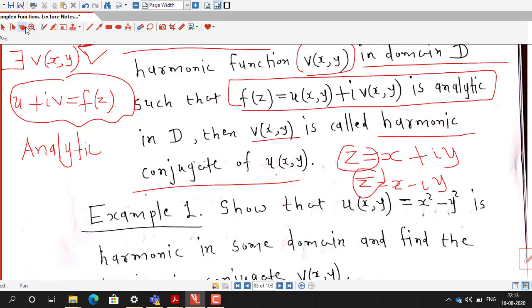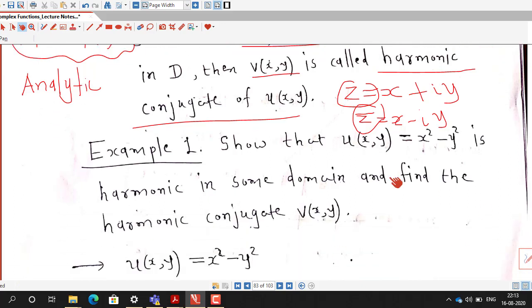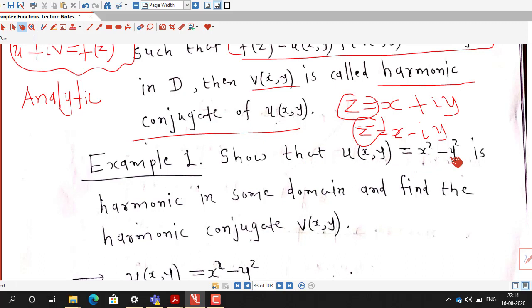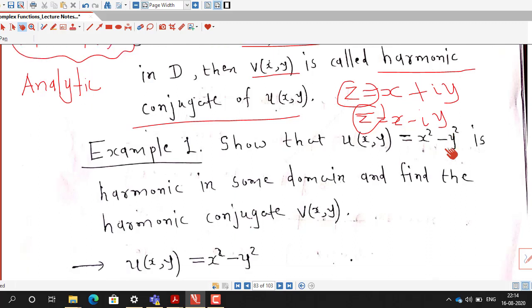So we take one example of how to find the harmonic conjugate of a given function in a given domain. Show that u(x,y) equal to x squared minus y squared is harmonic in some domain, and find the harmonic conjugate v(x,y). But first you have to show that this function is harmonic. To show that u is harmonic, we have to show that u satisfies the Laplace equation and the first and second order derivatives of u are continuous.